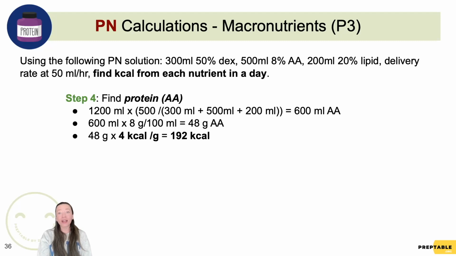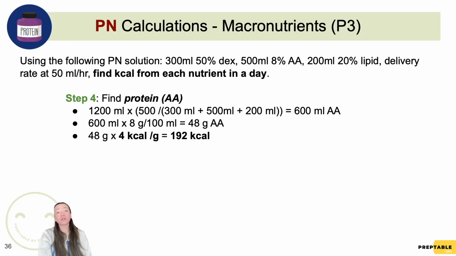Next, we calculate the grams of amino acids using the concentration provided. 600 ml, we just calculated, times 8 grams divided by 100 ml, because it's an 8% amino acid solution, and the ml cancel out, we get 48 grams of amino acid. Finally, we find the kcal from amino acids by multiplying the grams by the energy density of 4 kcal per gram. 48 grams times 4 kcal per gram, the grams cancel out, and we're left with 192 kcal. Therefore, the PN solution provides 192 kcal from amino acids in a day.